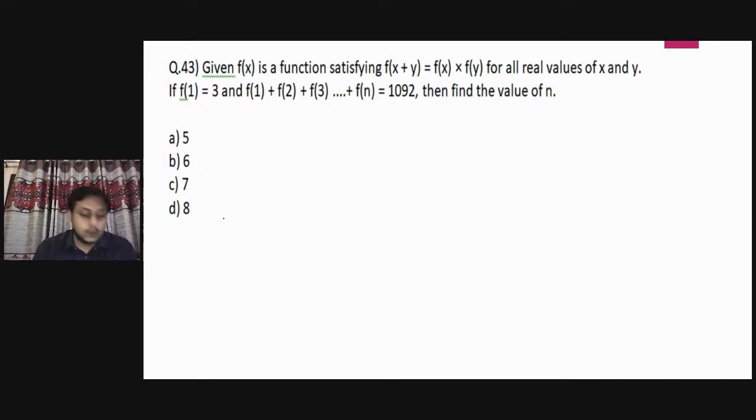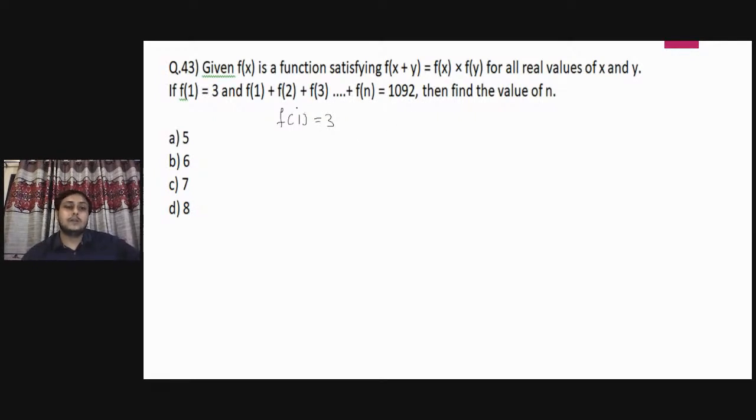For all real values of x and y, right? And f(1) is given. f(1) is 3. And the sum f(1) plus f(2) plus f(3) up to f(n) is 1092. You have to find the value of n.